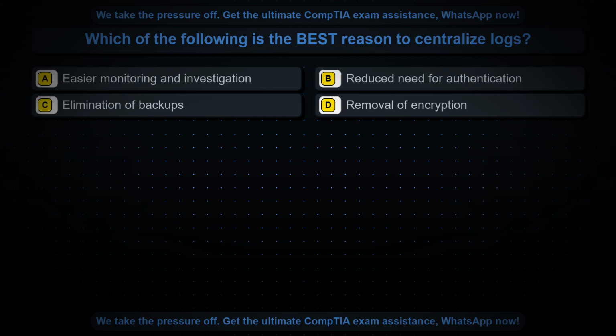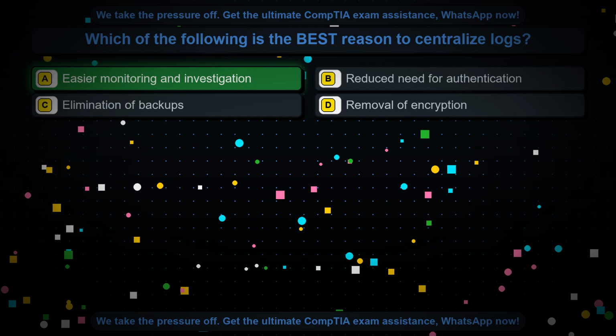Question 1. Which of the following is a link state routing protocol? Option A, RIP. Option B, OSPF. Option C, BGP. Option D, EIGRP. The correct answer is option A.